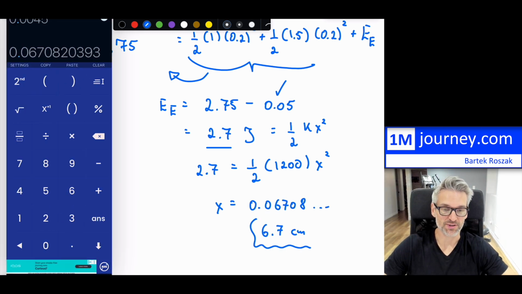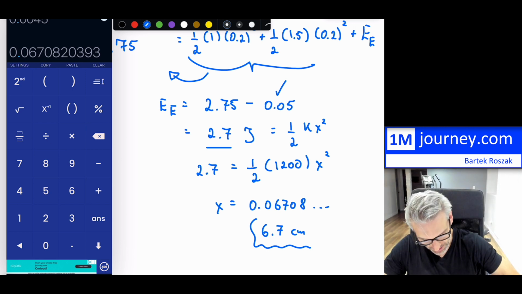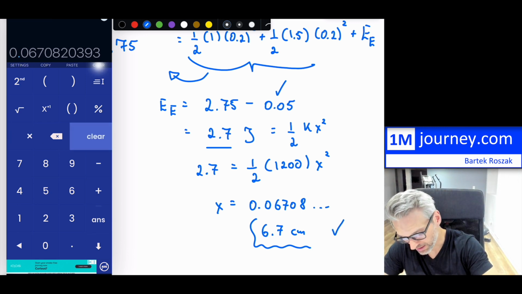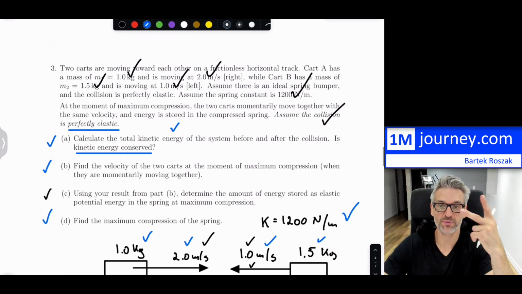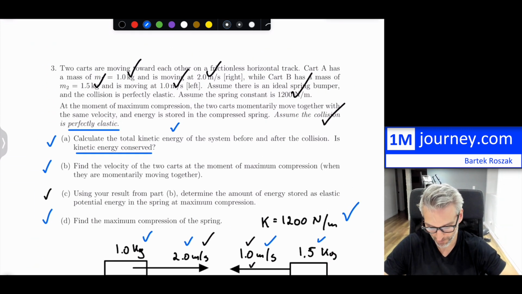And that would be our answer. So it's about 0.067 meters, or just 6.7 centimeters. So that would have been the compression in that particular spring. So that's question number 3 for us. Okay, so that one is done.